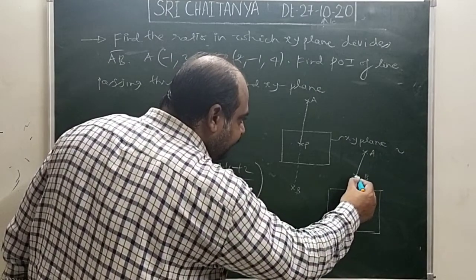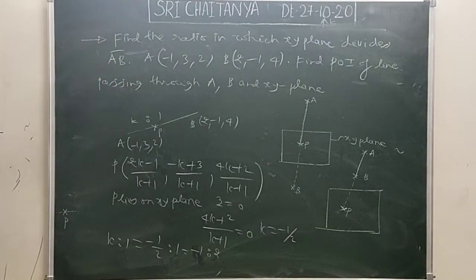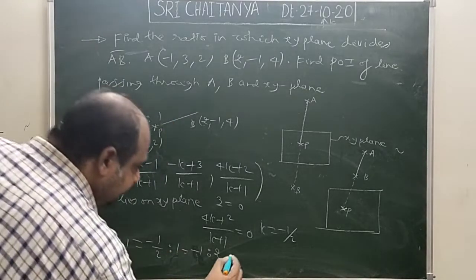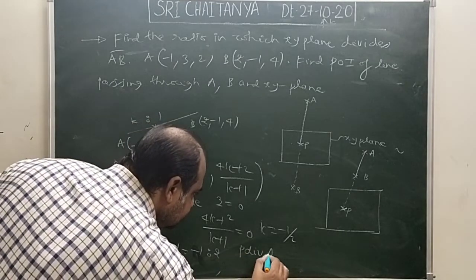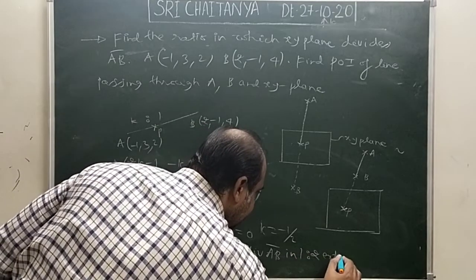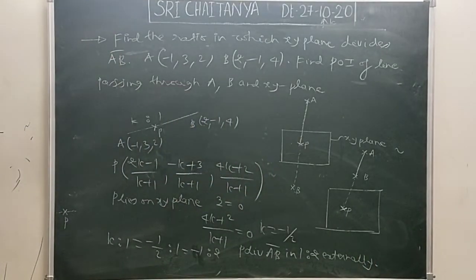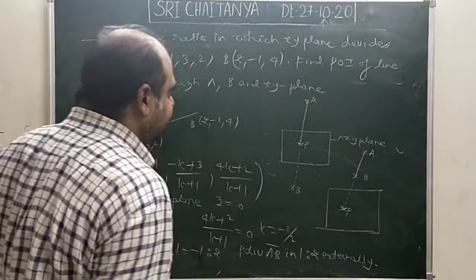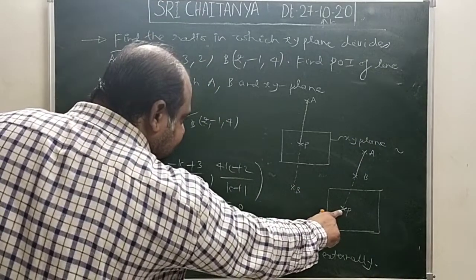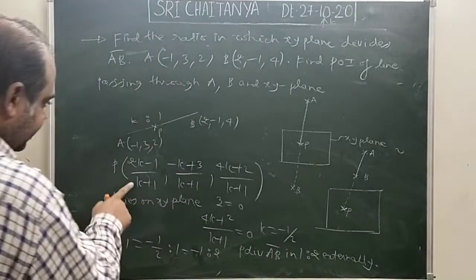Minus 1 is to 2 means it divides externally. That means A and B will be on the same side of your paper, and if you extend that line, it will cut the XY plane at P. So P divides AB bar in the ratio 1 is to 2 externally. The negative sign indicates that P divides the line joining A and B externally. The diagram will be like this. The intersection point P of the line joining A and B with the XY plane is what he is asking.